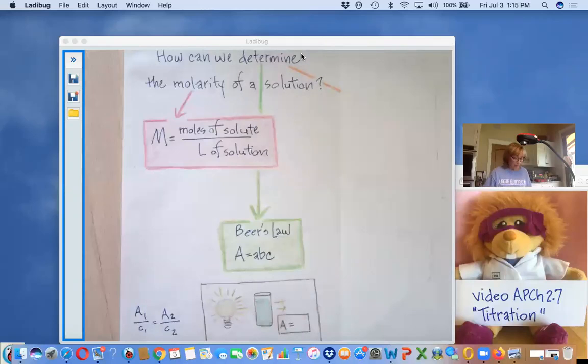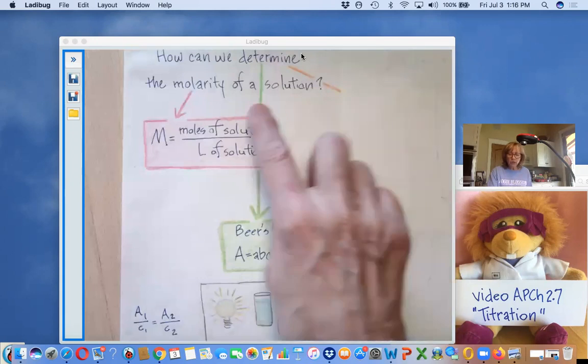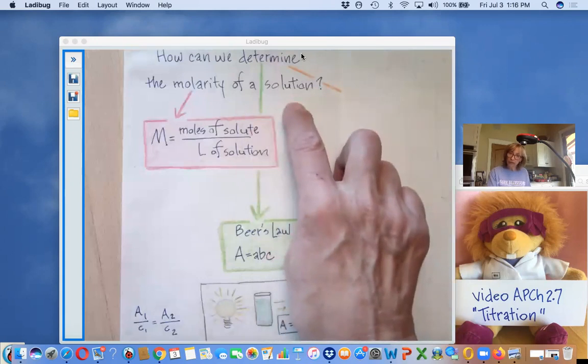Hey guys, welcome to today's video on titration. So here's a question that we often want to answer in our chemistry work. Question is, how can we determine the molarity of a solution?